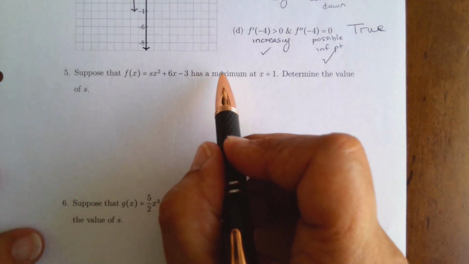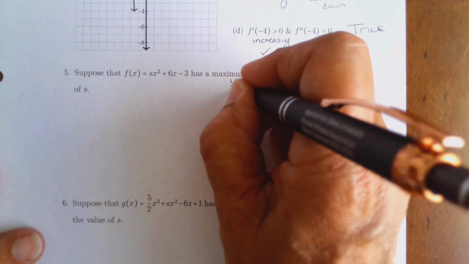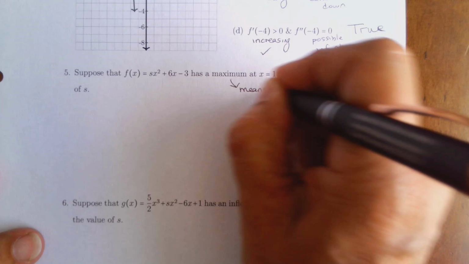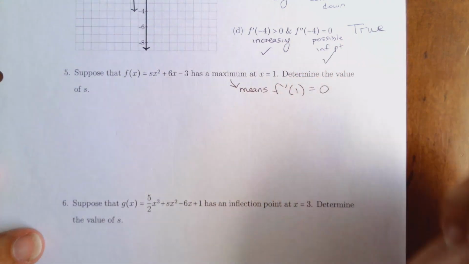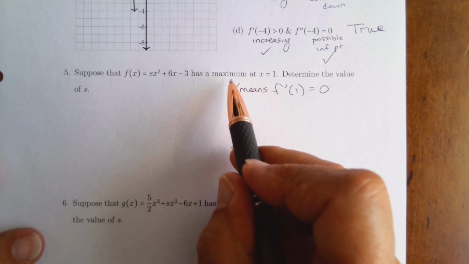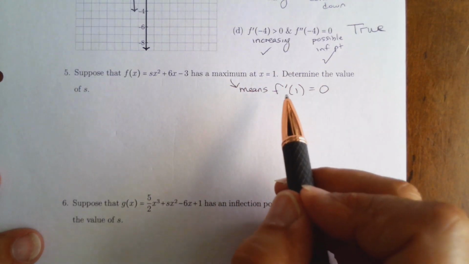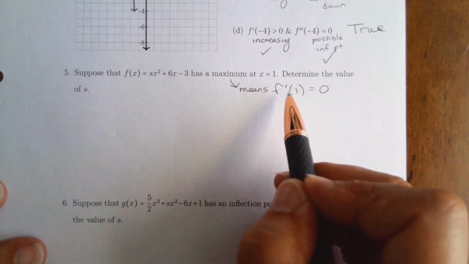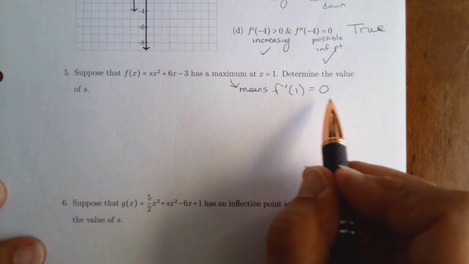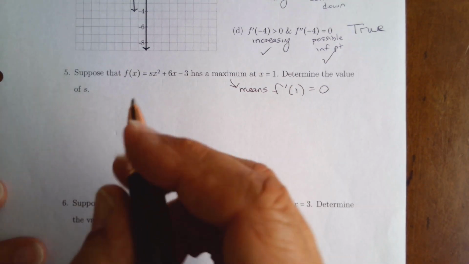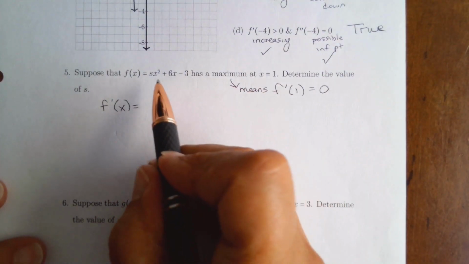All right, so if it has a max at x equals 1, that means f prime of 1 equals 0, okay? That's what that means. If you have a maximum at a value x, then the critical value was 1. So the first derivative at 1 would be 0. So we're going to use that when we get to the first derivative. So we're going to find the first derivative of this function.